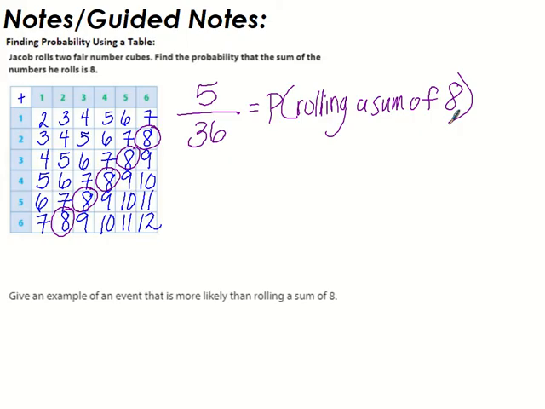Okay, so this problem down here asks, give an example of an event that is more likely than rolling a sum of 8. So look at our table. We're going to still use this table up here. What event is more likely? What's going to have a better probability than rolling an 8? And why don't you find that probability? It's still going to be out of 36. I'm going to leave that one. You need to answer that, and then it's going to be in your form as well.